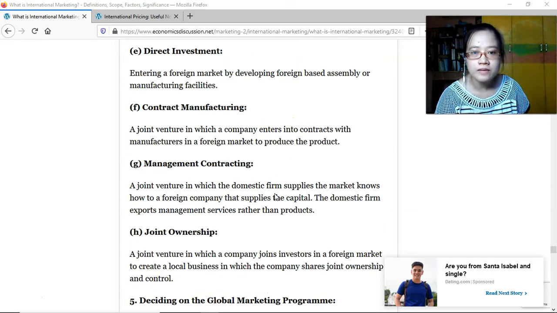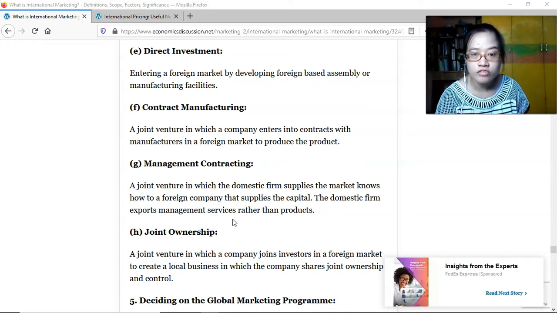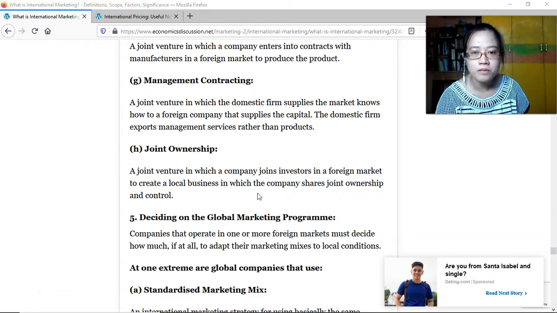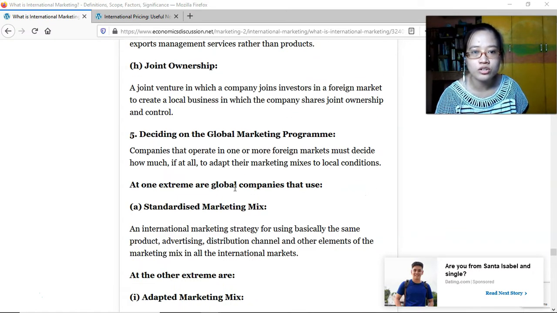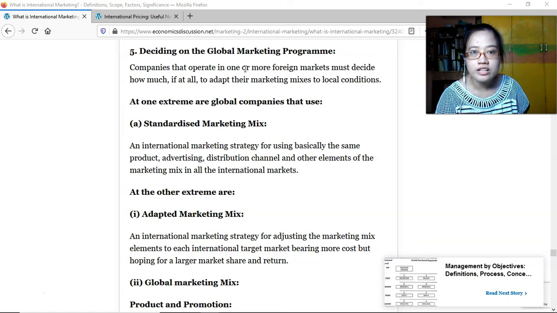Management contracting, the domestic firm supplies the market know-how to a foreign company that supplies the capital. The domestic firm exports management services rather than products. Joint ownership, the company joins investors in a foreign market to create a local business, in which the company shares joint ownership and control. Okay. Then we also have deciding on a global marketing program.